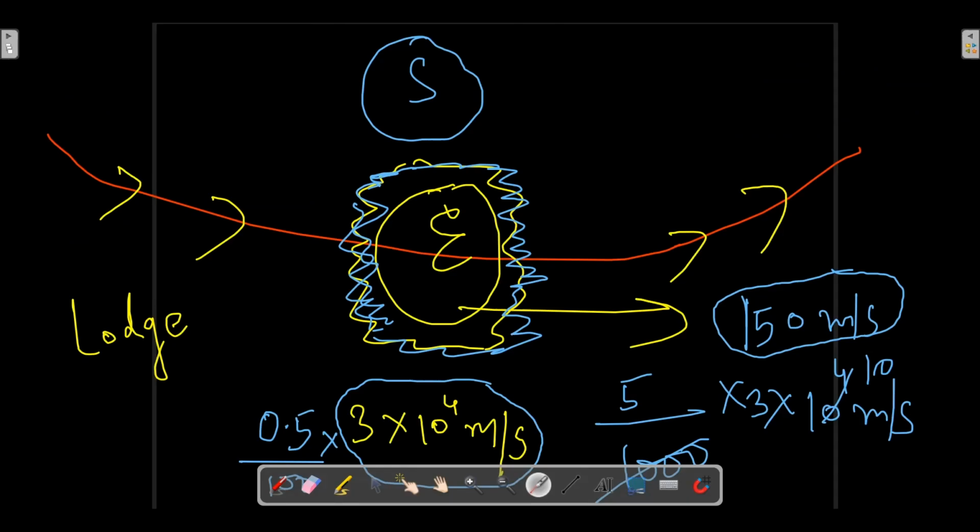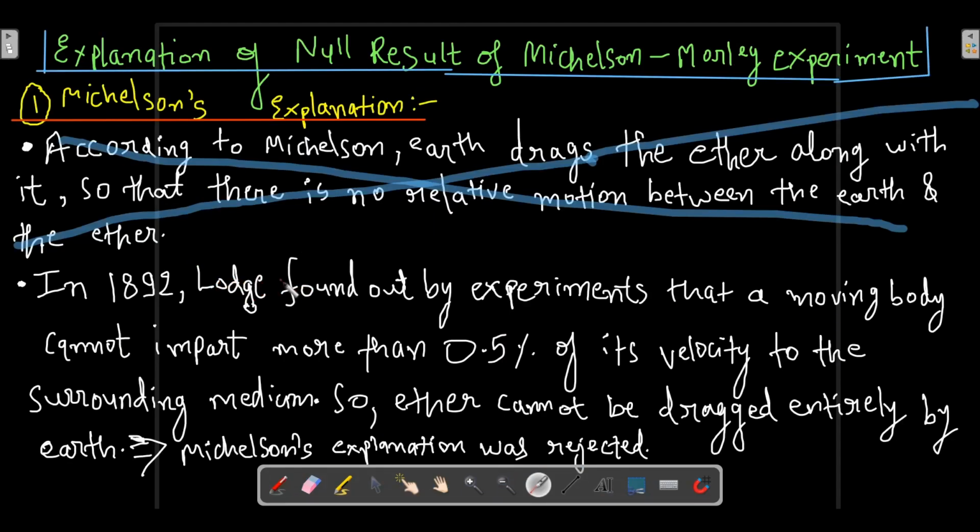But Lodge could not explain why there is no fringe shift. You said that there is relative motion between the earth and the ether, so why is there no fringe shift then? Lodge said that there is a relative motion between the earth and the ether. So the question now arises, why is there no fringe shift? This fact could not be explained by Lodge.